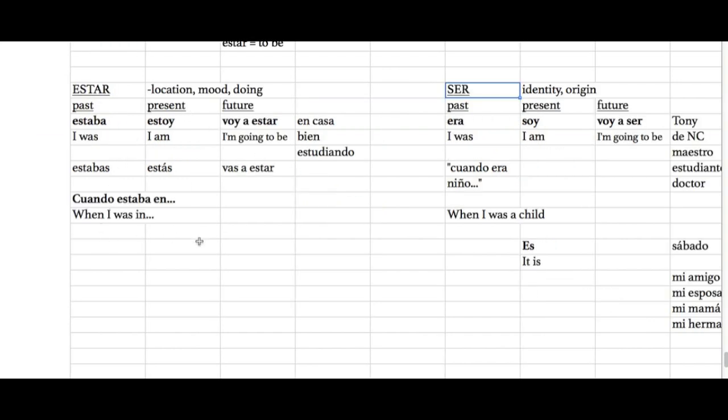And then apples to apples, está means it is when you're using the estar verb. So if you want to say he or she or it, he is here. Está aquí. It's okay. Está bien. It is cold. Está frío. And so on and so forth.